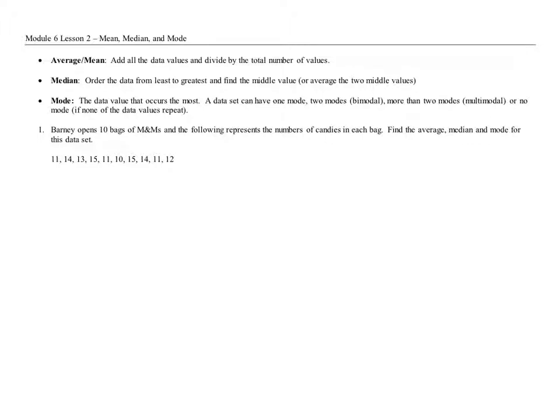Average or mean means you add up the values and divide by how many values there are. And we do this a lot when we're grading. The median is if you order the data from smallest to largest, you pick the middle number. And if there are two numbers in the middle, you pick the number between them, or average them. And the mode is the data value that repeats the most.